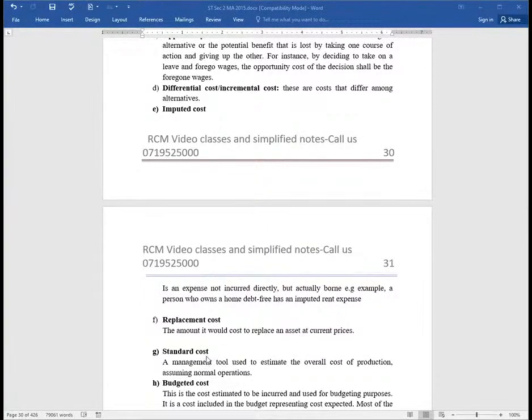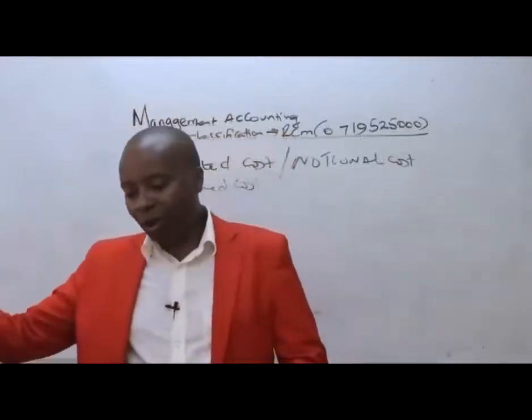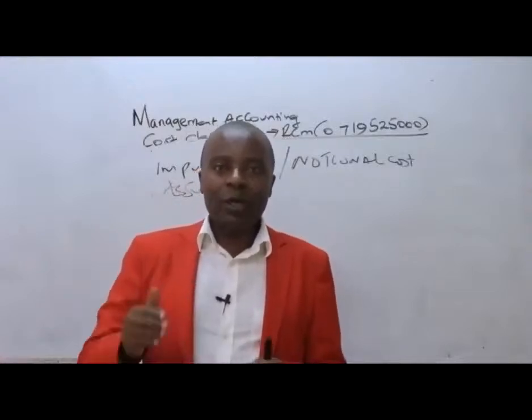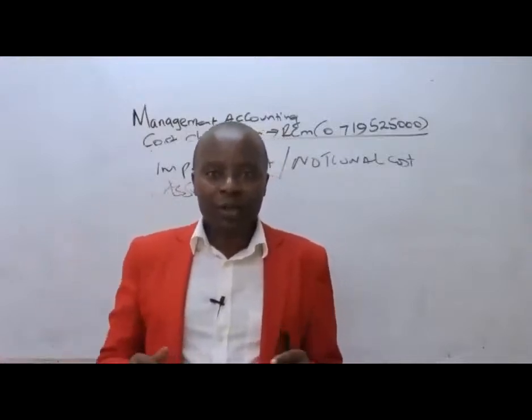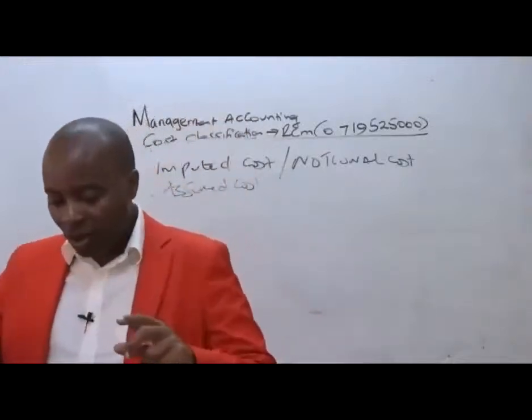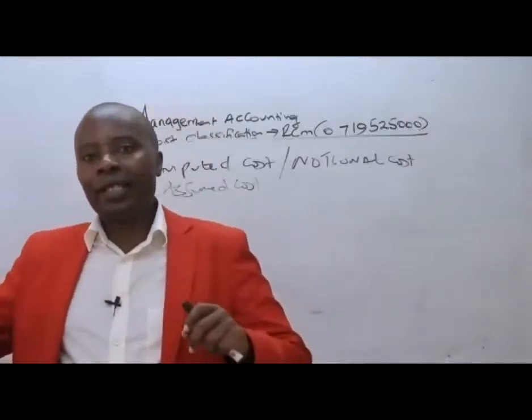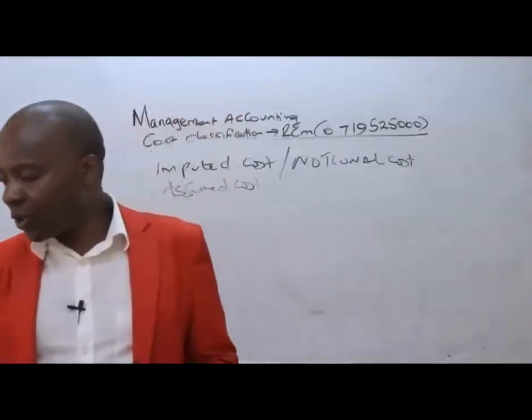Then we have the standard cost. These are the normal costs. We are told it is a management tool used to estimate the overall cost of production, assuming normal operations, assuming that there will be no abnormalities, assuming that, for example, our world was to continue normally without the corona effect. What would we have incurred to produce this and this? So, ladies and gentlemen, it will be very important for us to appreciate that a standard cost is a normal cost, which assumes normality of operations.